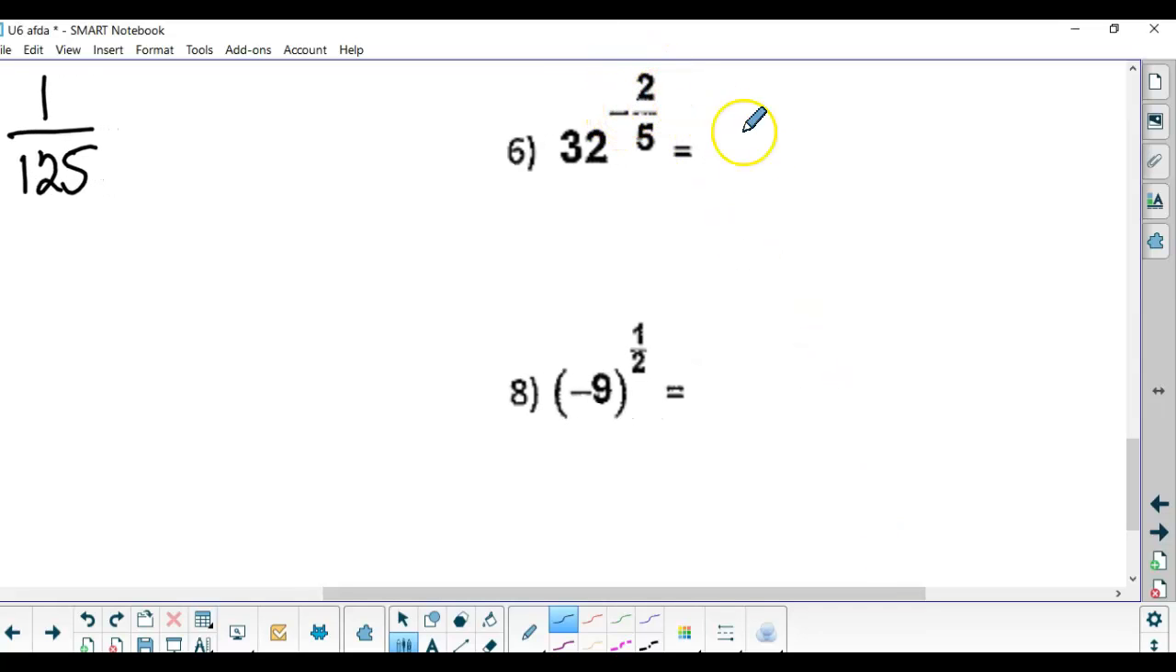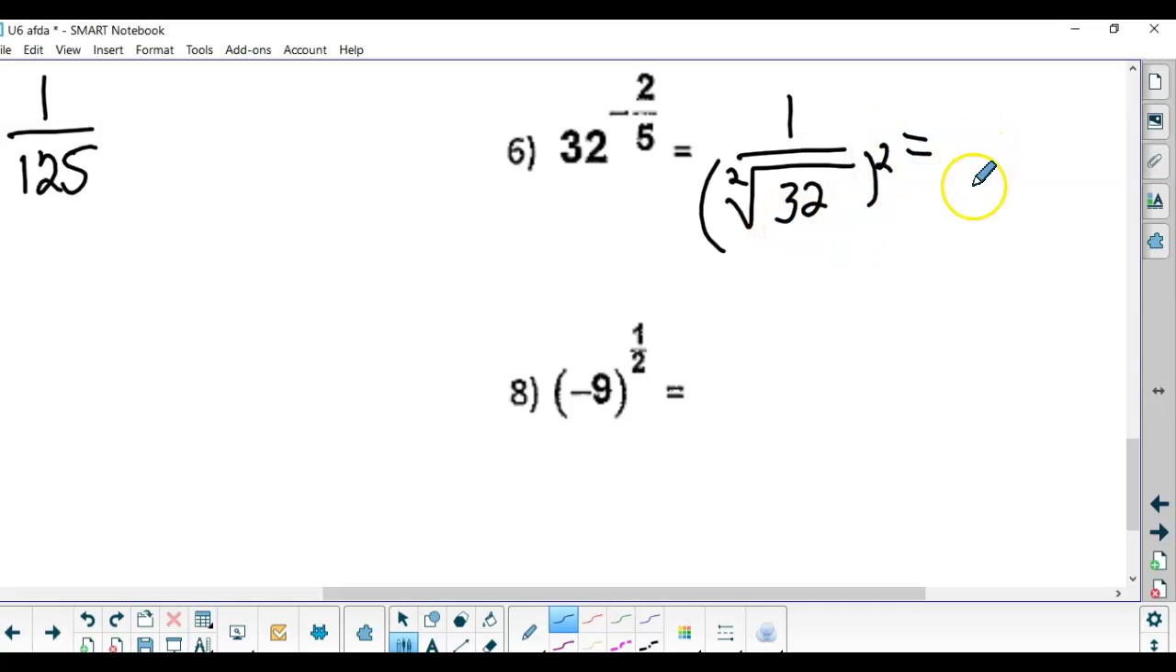Number 6, we got a negative again. So now we have 1 over the 5th root of 32. And we're going to take the 5th root of 32 and square it. 5th root of 32 is 2, squared, which is 4. So it's 1/4.